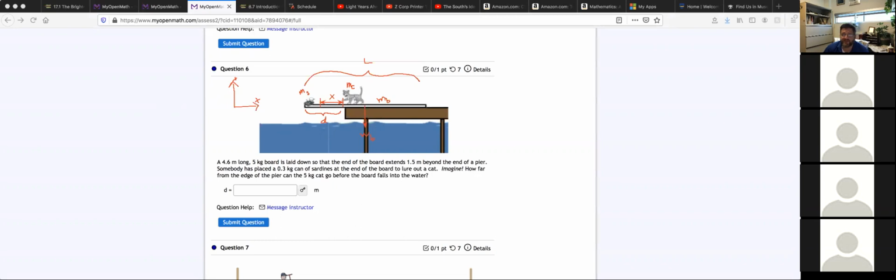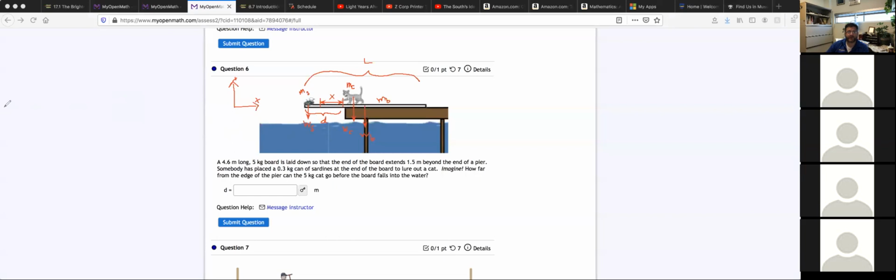At the position of the cat, wherever they're at, and that's a variable position, we'll call that position X. Right now, X is equal to the edge of the pier, but it'll be changing as we go on through this problem. But the weight of the cat is going to act wherever the cat is at any particular time during the problem, the weight of the cat. And then we have the weight of the can, which acts out here, and it just sits there until such time as the cat gets it, if the cat ever gets it. Weight of the sardines.